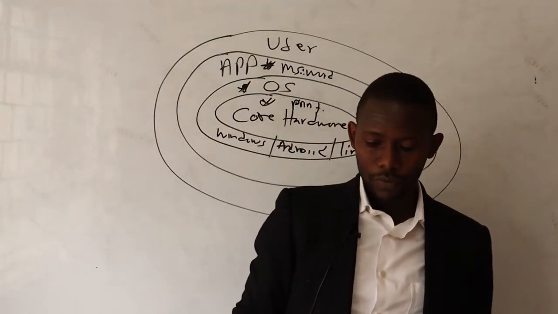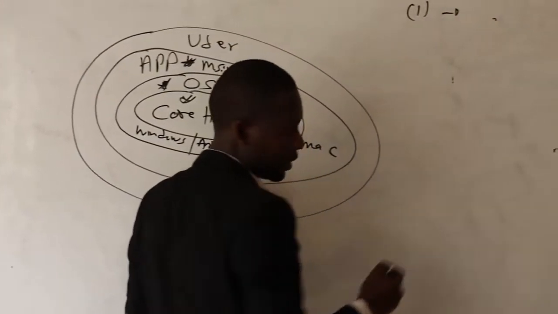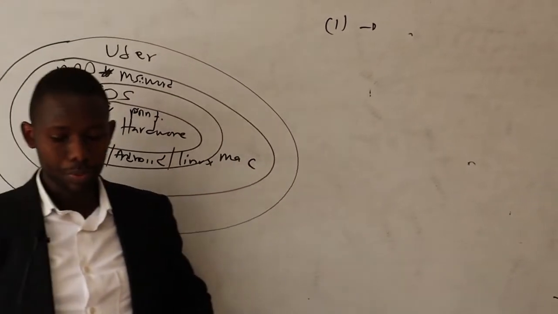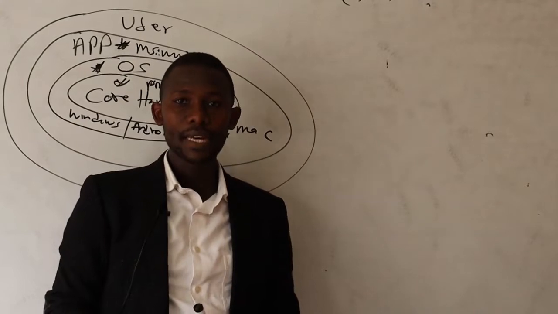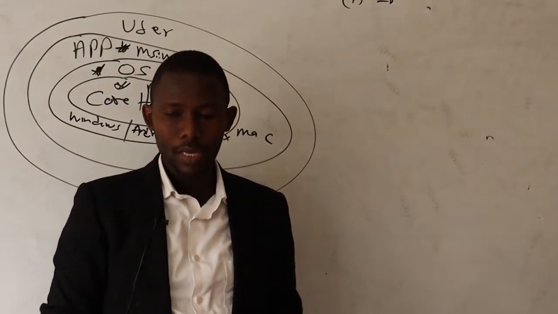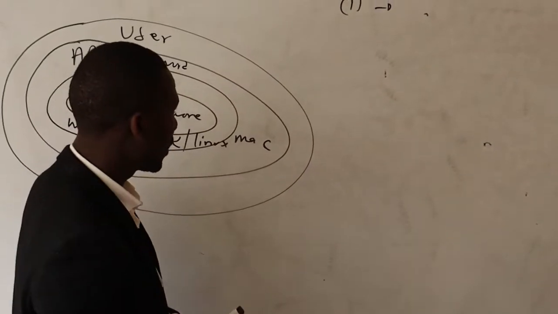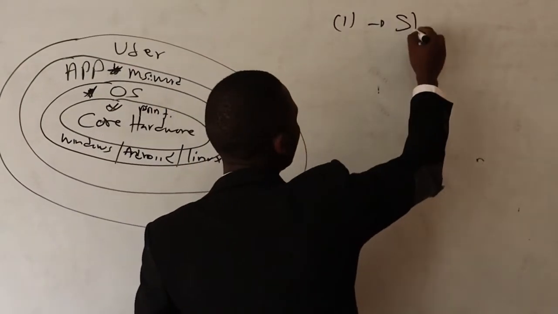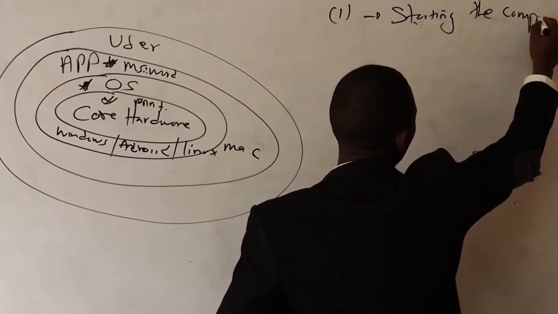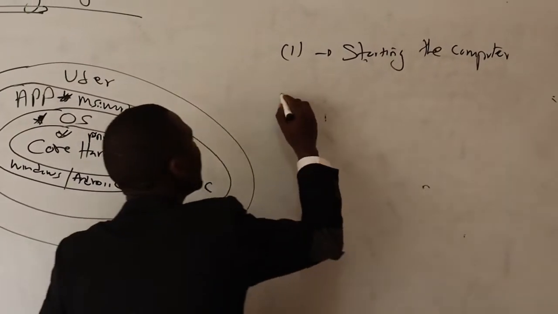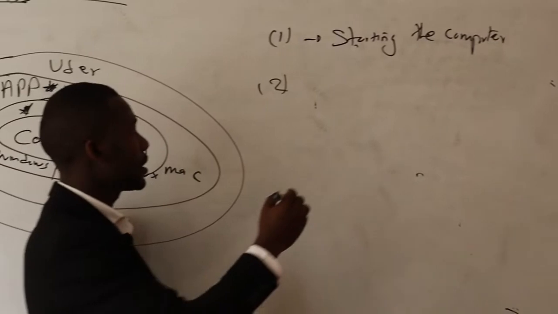So the functions of an operating system, number one, is to start the computer. After the initial self-testing, that is the POST through the BIOS, the operating system starts. The system starts the computer hardware. So starting the computer, that is the first function. Then another function is process management.